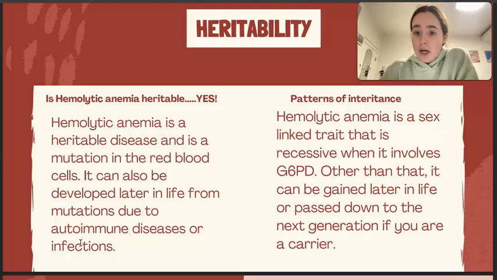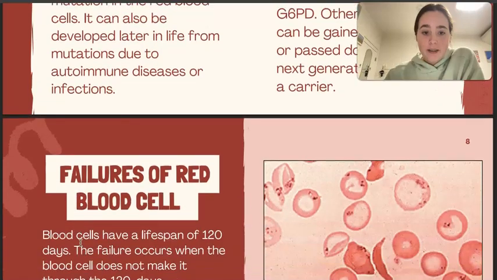So, patterns of inheritance. Hemolytic anemia is a sex-linked trait that is recessive. So you could be a carrier and not show the disease, but a lot of people who have the disease show it. Other than that, it can be gained later in life or passed down to the next generation if you are a carrier, as I said.